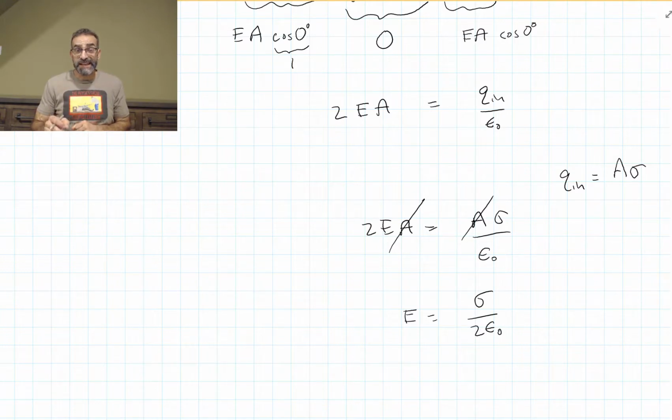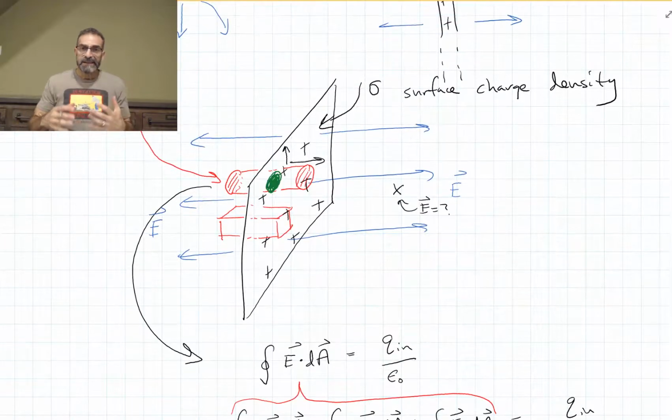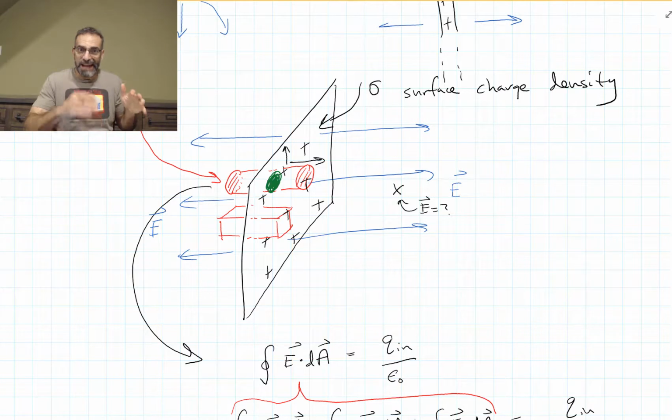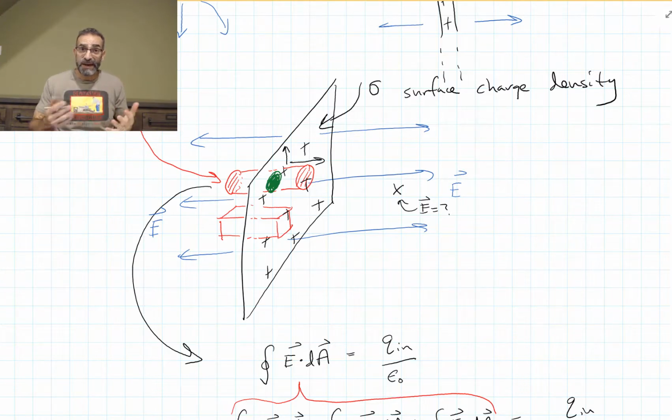The interesting thing here is that there's no dependence on distance. Remember, we sort of knew that already, right? Those electric field lines are parallel. When I say they're parallel, I mean they're parallel. They do not diverge or come closer together. They are parallel, which means the electric field has to be the same everywhere as you move away from the sheet. And you might wonder, how could that be?